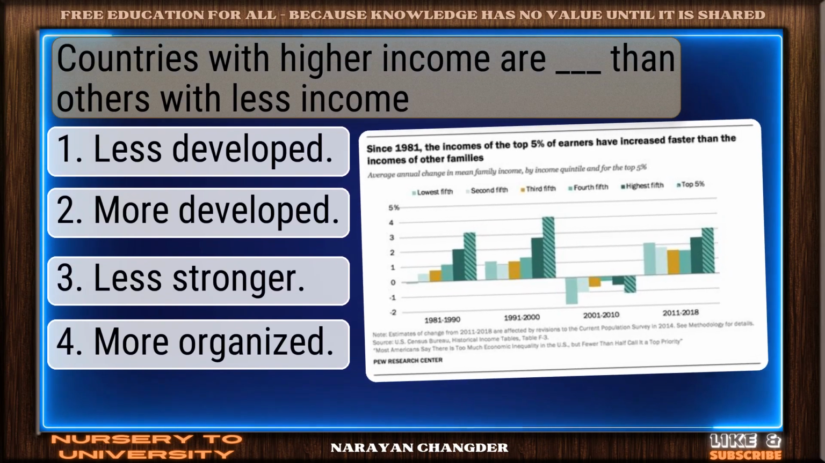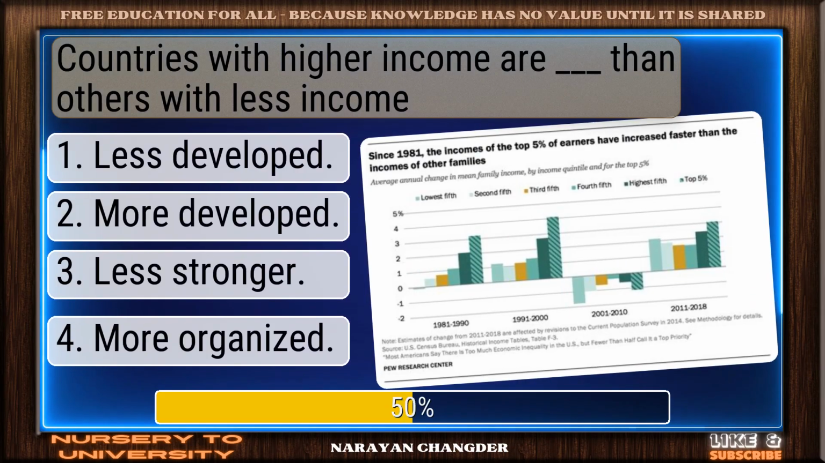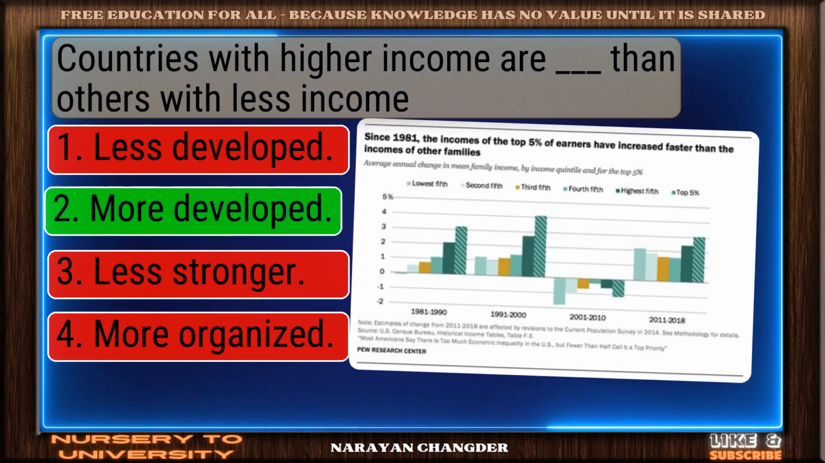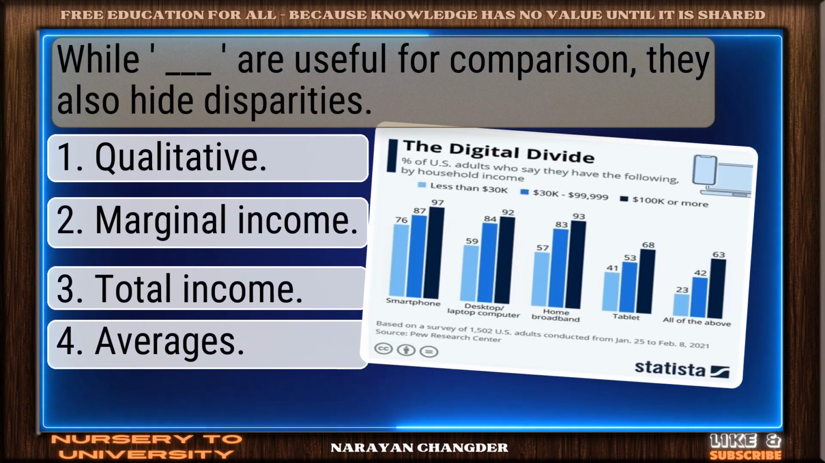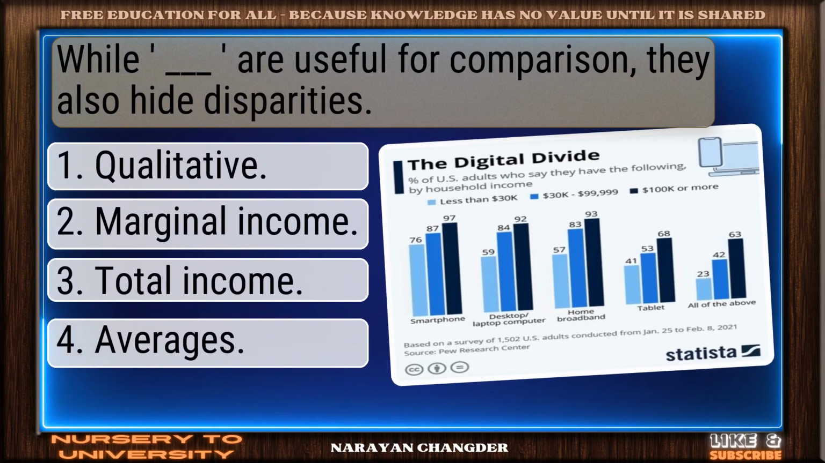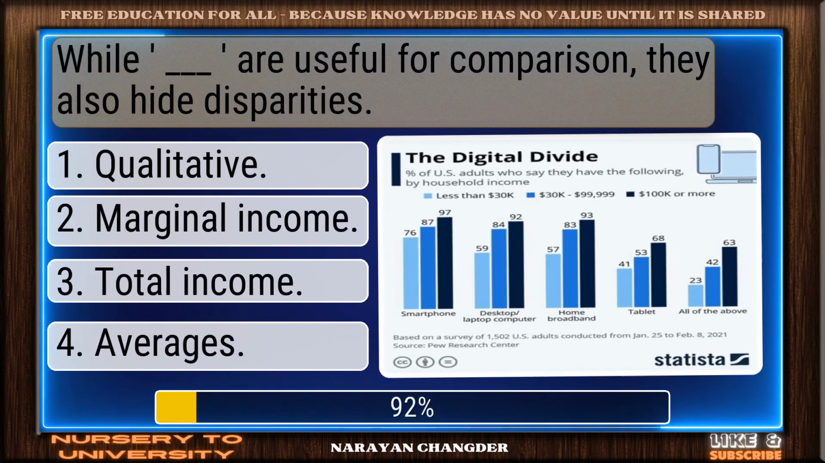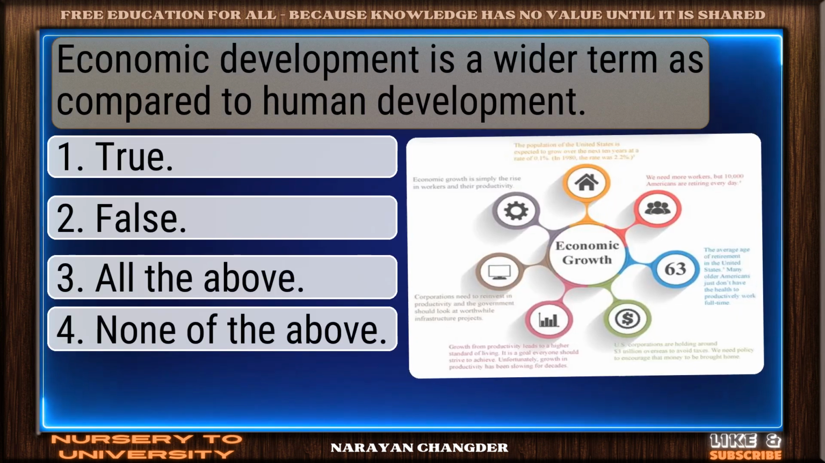Countries with higher income are dash than others with less income. Bravo. More developed is the answer. While dash are useful for comparison, they also hide disparities. Excellent choice. Averages is right.